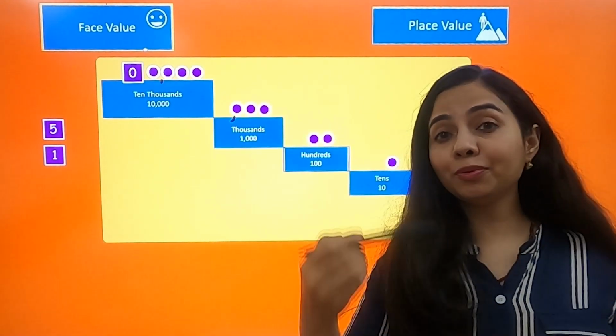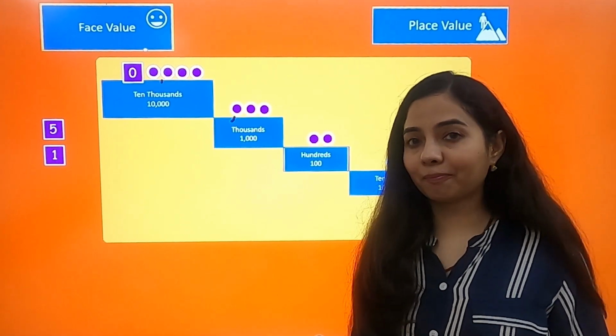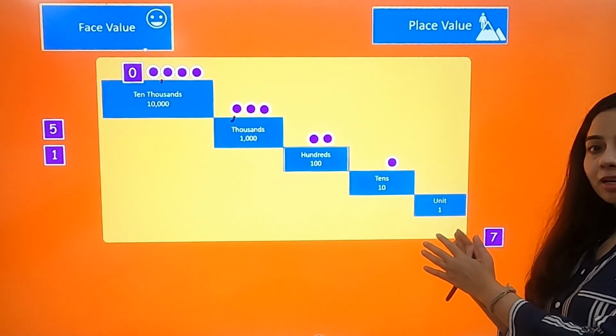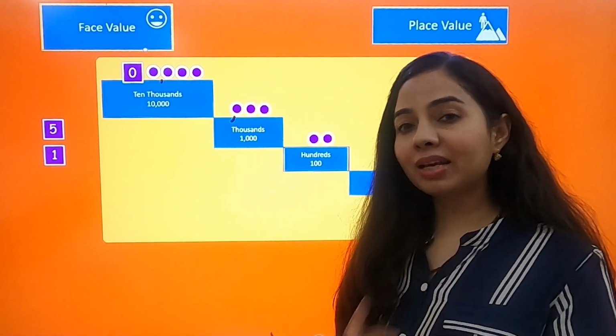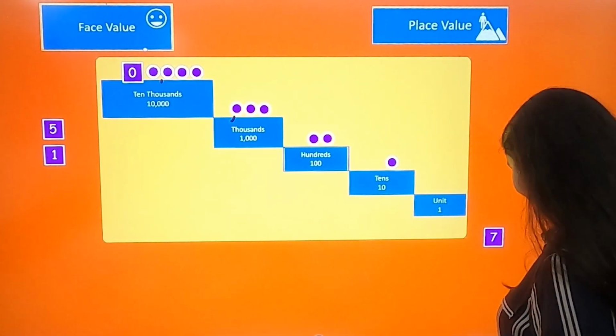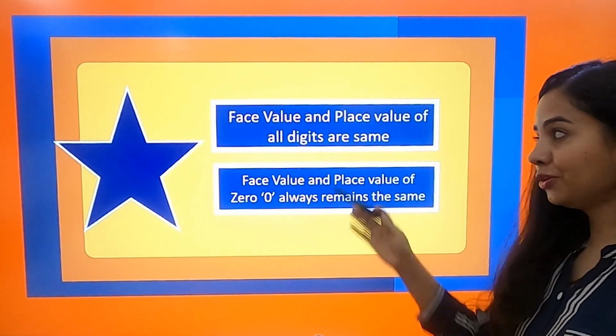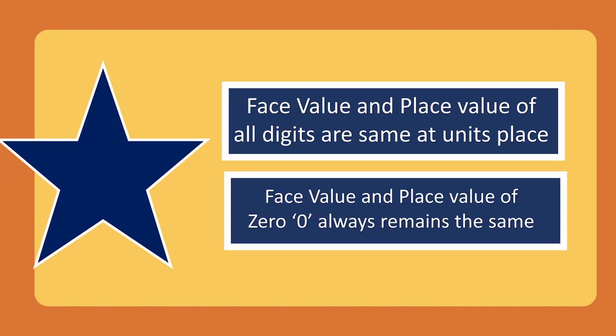So 0 is one unique digit whose face value and place value always remain the same. And units is one place where the face value and place value remain the same no matter which digit it has. So here, if you wish, you can note down these two important points. Face value and place value of all digits are the same at units place. Face value and place value of 0 always remain the same. I hope it's clear till now.